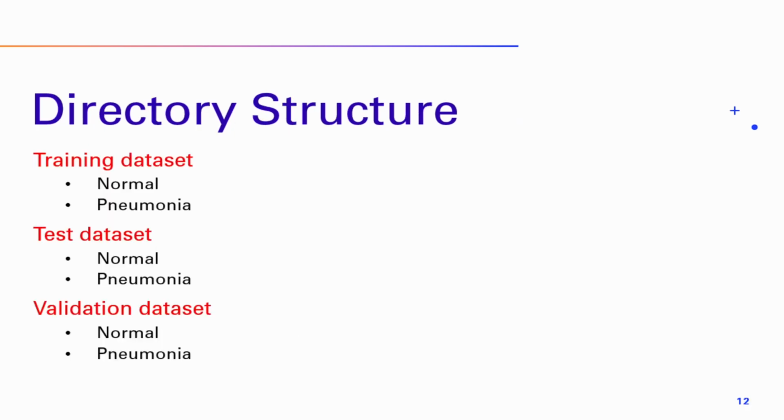So with our task, this is what our directory structure looks like. We have three directories: the training data set or directory, the test data set, and then the validation data set. And all of them contain two directories, which is normal or pneumonia. And each directory that is normal or pneumonia contains images of the respective classes.